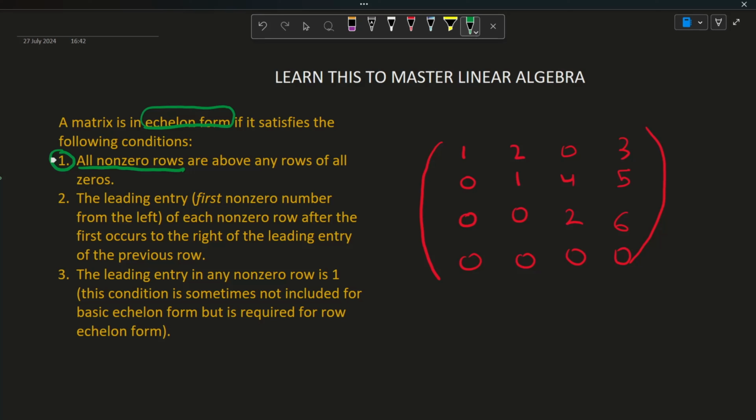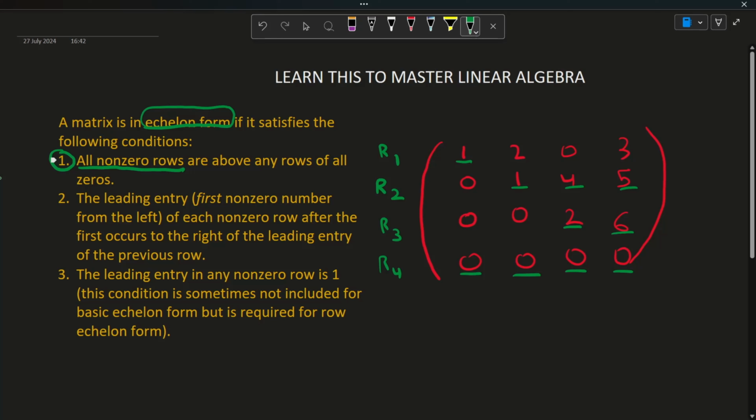A non-zero row means any row with a number other than zero. So we can see that row one has a 1, so it has a non-zero number, so it's a non-zero row. Now let's look at row 2. It has a 1, it has a 4, it has a 5, so it's a non-zero row because it contains numbers other than 0. Row 3, again, it's the same thing. It contains a 2 and a 6. And row 4 does not contain any number other than 0. In other words, it's an all zero row. Every number in this row is a zero.